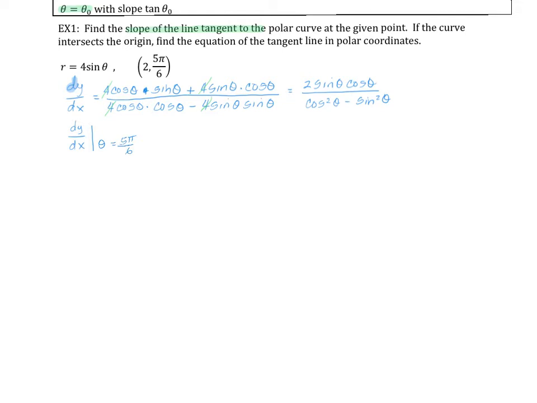Notice that that's going to give me 2 times sine of 5 pi over 6 is going to be 1/2 times cosine of 5 pi over 6, which should be negative square root 3 over 2, over cosine of theta is square root 3 over 2, negative square root 3 over 2. But I'm going to be squaring that, so it's going to turn into 3/4 minus sine of theta is 1/2 squared is going to be 1/4.